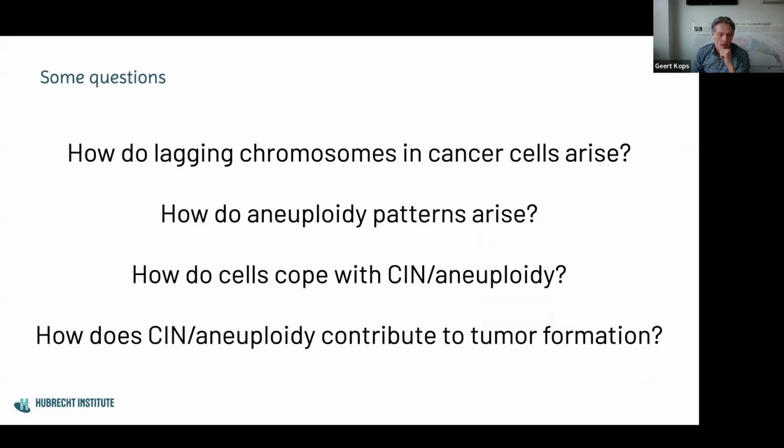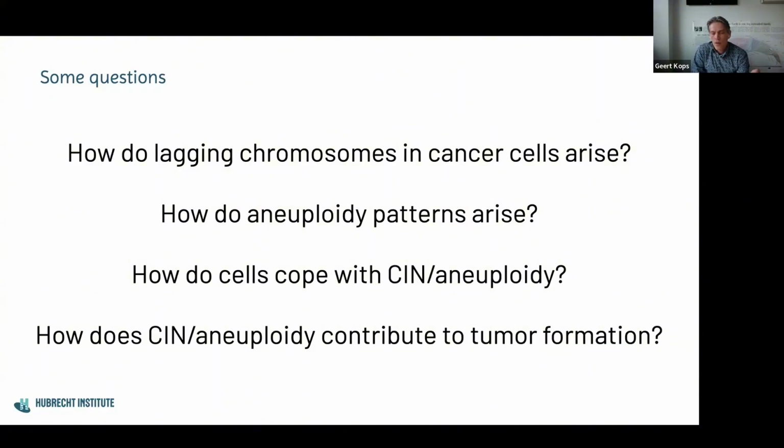All right, there are many questions that the field studies, and many fantastic labs work on various aspects of those different questions. I just want to highlight four questions that I want to go into further in this seminar. The first two questions I will briefly touch upon, and the last two will be the bulk of the seminar. The first is, how do lagging chromosomes in cancer cells arise? I said that lagging chromosomes are the predominant form of missegregation in cancer cells, and we still don't really understand how they come about.